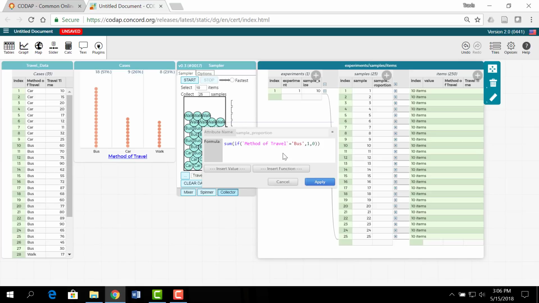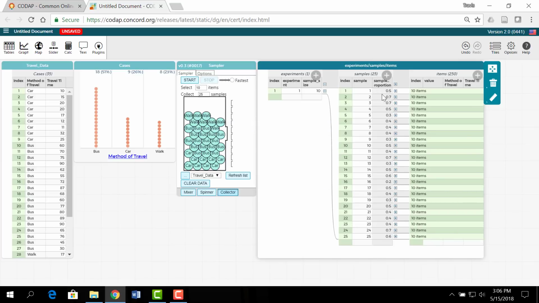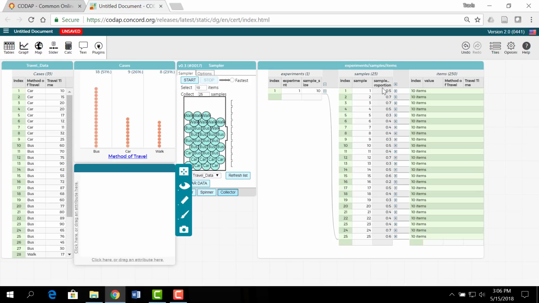Now remember, we still need to divide this by how many values we have total, and remember we have 10 items in each of these. And so if we apply this, we'll now see what proportion of each of our 25 samples consisted of people that reported riding the bus. So we're seeing these as individual sample statistics, but what would be a little more helpful for us is to see this as actually a distribution.